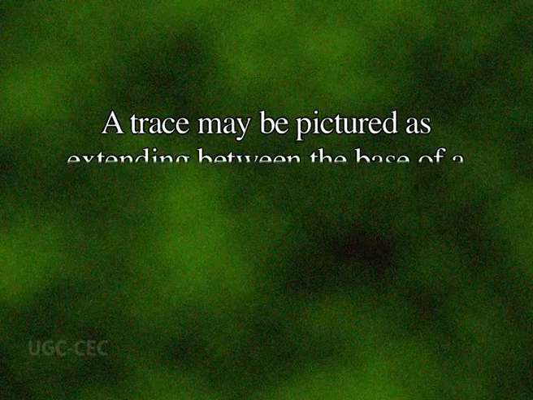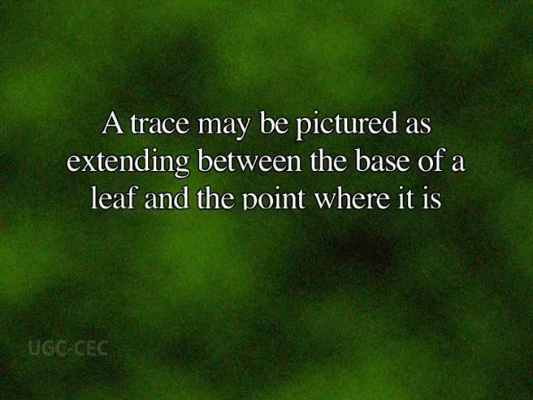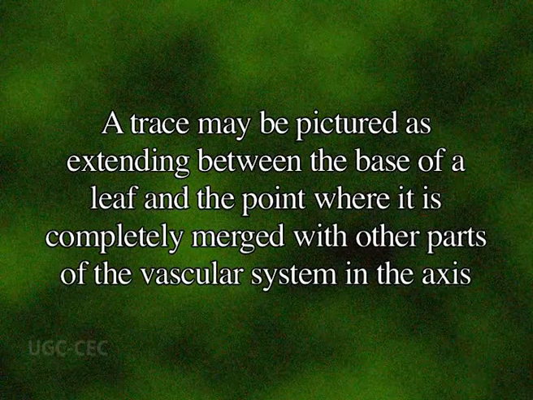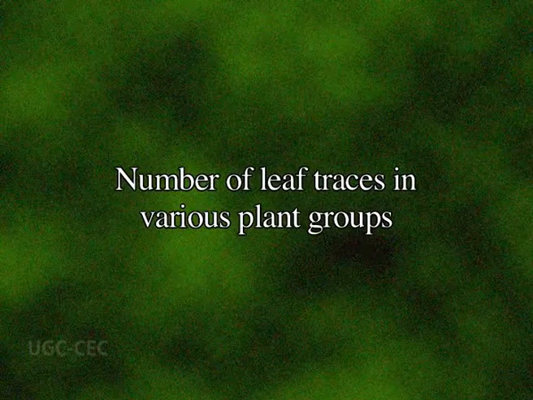If the vascular bundles diverging into a leaf are traced backward into the stem, they may be found to be discrete for variable distances within the stem, and then ultimately to merge with other parts of the vascular system of the stem. A trace may be pictured as extending between the base of a leaf and the point where it is completely merged with other parts of the vascular system in the axis. A number of leaf traces in various plant groups.